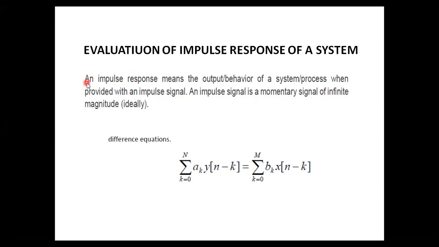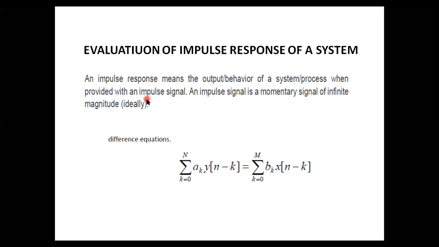So first let's see what impulse response is. An impulse response means the output behavior of a system or a process when provided with an impulse signal. When you provide an impulse signal as an input to a system, whatever output or behavior the system shows is called the impulse response of that system. An impulse signal is ideally a momentary signal of infinite magnitude.